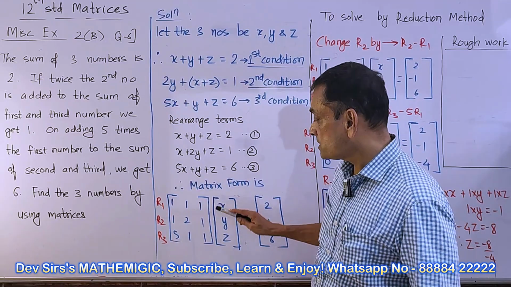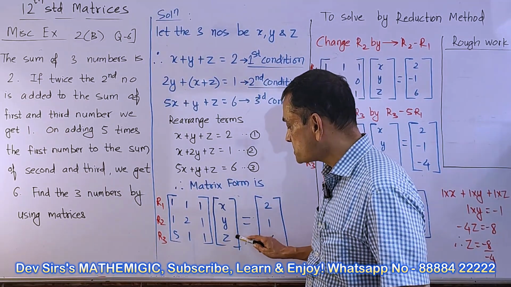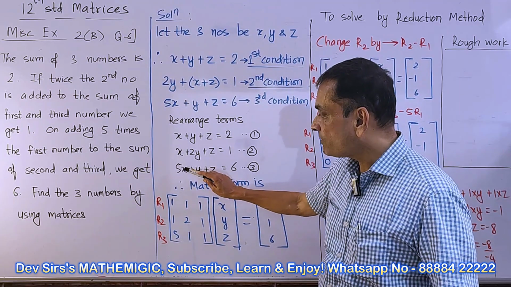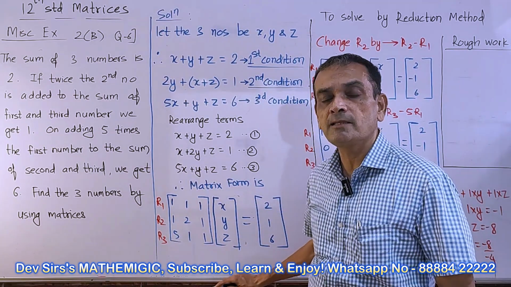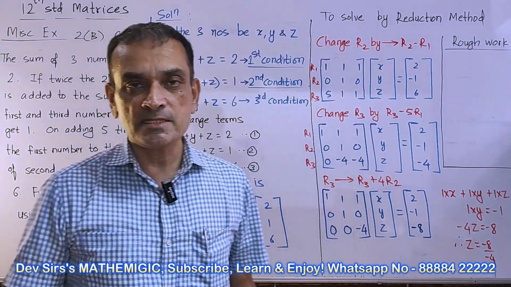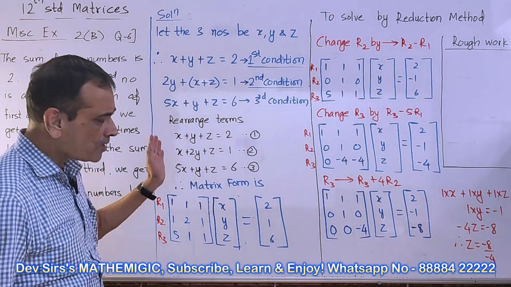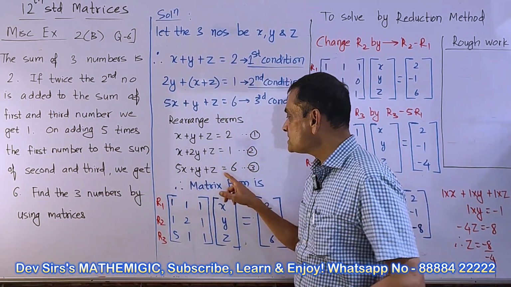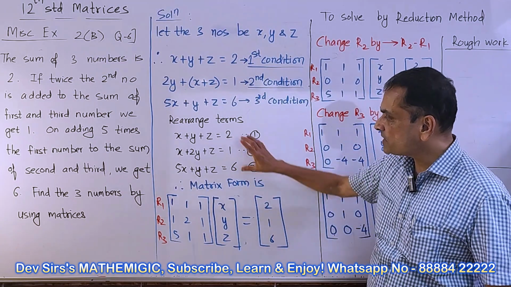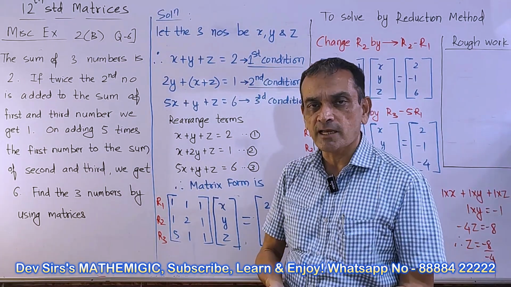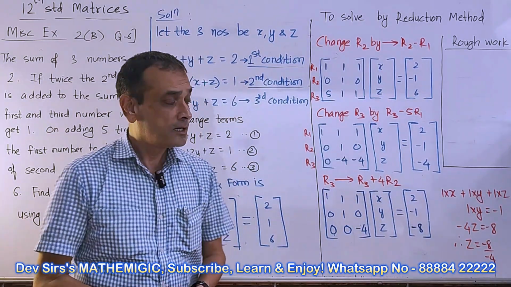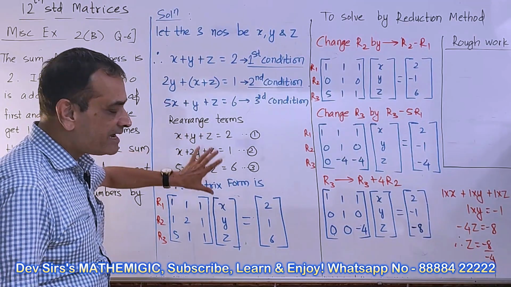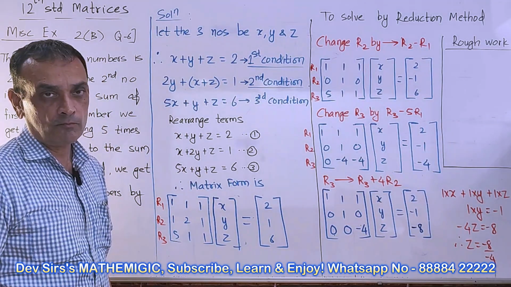Now remember friends, the second matrix is called a column matrix because only one column is there, which is x y z. So whatever unknowns are given, you put them vertically in the second matrix: x y z. Go to the right hand side. On the right hand side also you have 2 1 6, which is again a column matrix क्योंकि एक ही column है friends, column matrix. So this is called matrix form. So these equations have to be converted into the matrix form.